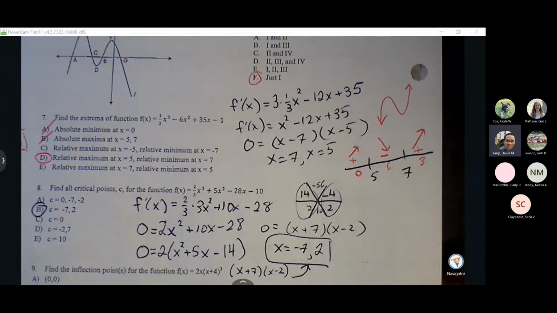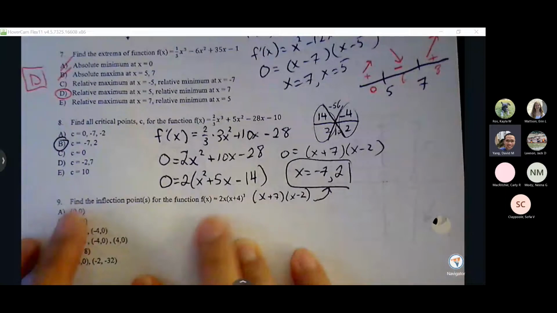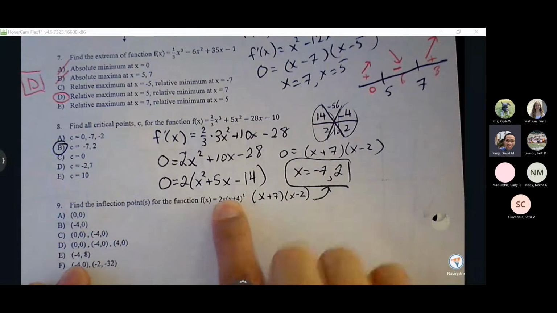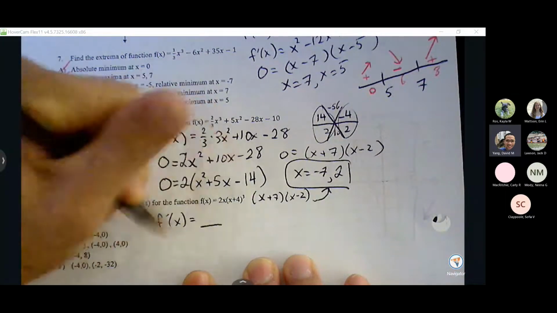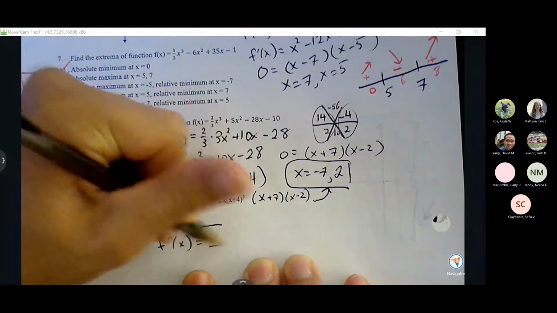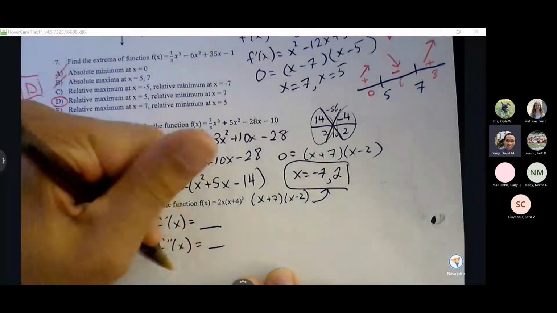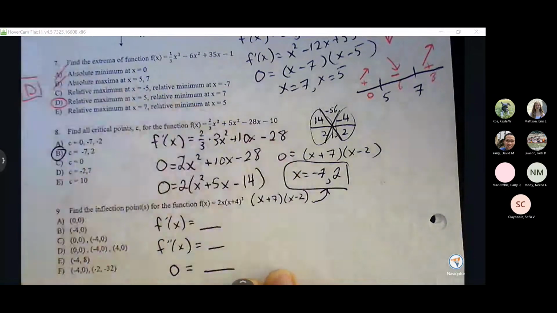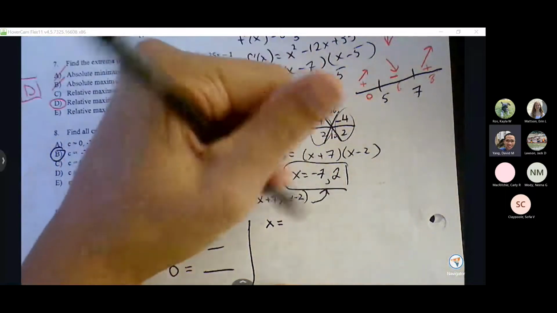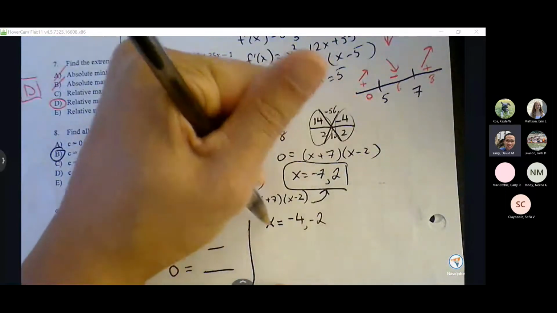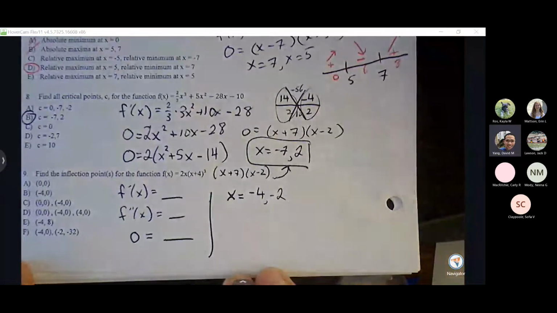Okay, number 9 is messier than what I expect you to do on the test, but essentially, let's talk about the steps here. For number 9, to find the point of inflection, we first find the first derivative, and we find the second derivative. We set f double prime equal to 0. And then when we solve for x, let's say x equals -4, -2.